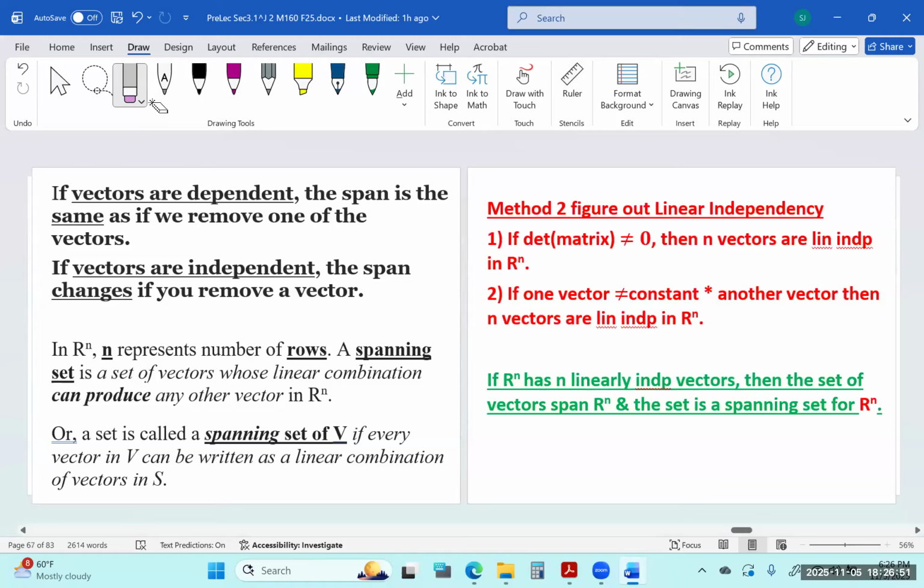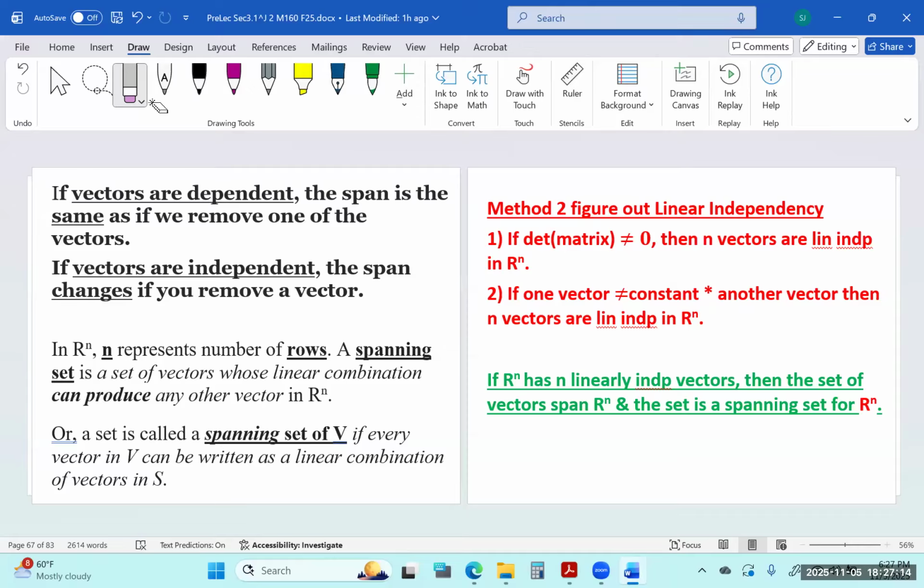Okay. Now, why are we doing all of this? The main reason behind learning all of this is figuring out, if you have a set, does the set span some space? Or are they linearly independent? Or are they a basis for the space? So figuring out all this information.